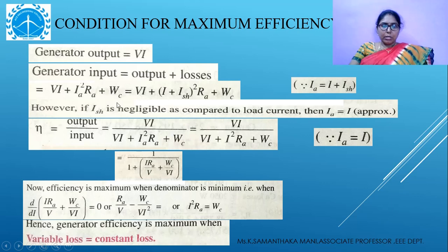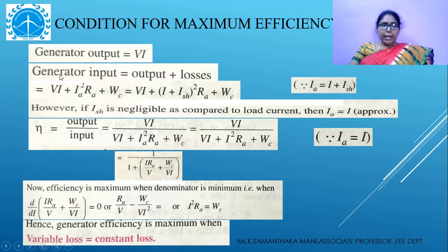Wc stands for constant losses. And this Ia in the case of a shunt generator is I plus ISH. What is ISH? ISH is nothing but your shunt field current. So here, for simplicity, we are assuming Ia is equal to I. We are neglecting the shunt field current.